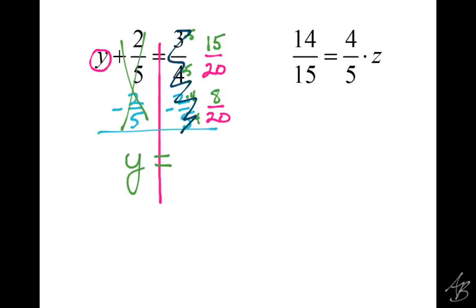All right, so what is 15 over 20 minus 8 over 20? 7 over 20. All right, can I reduce that? No, can't reduce it, so we are done.